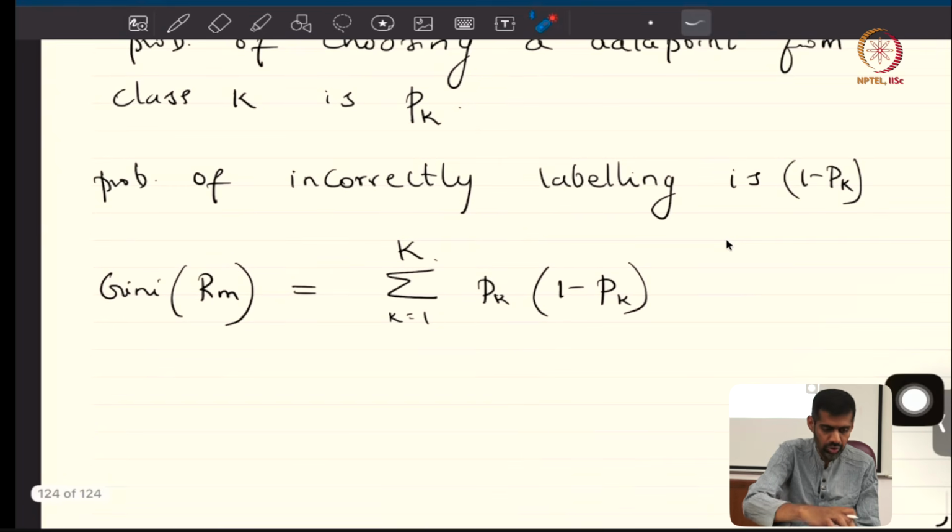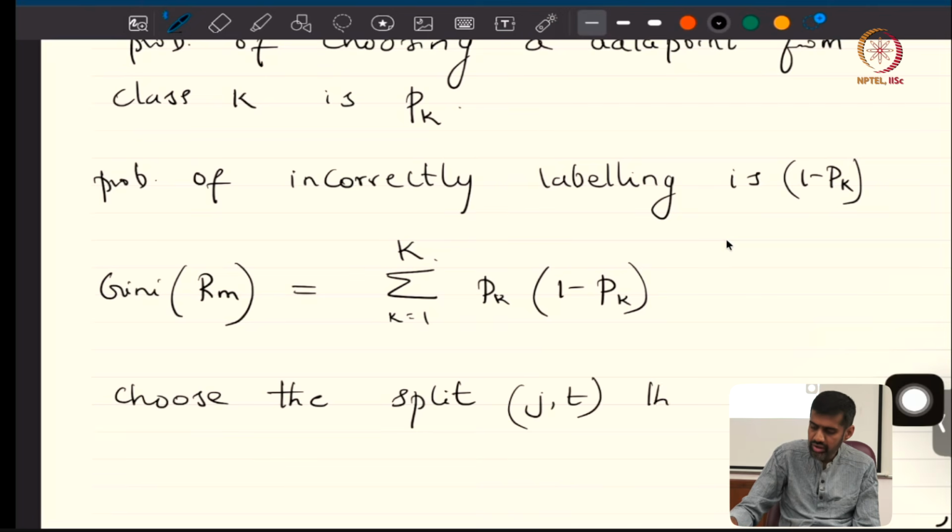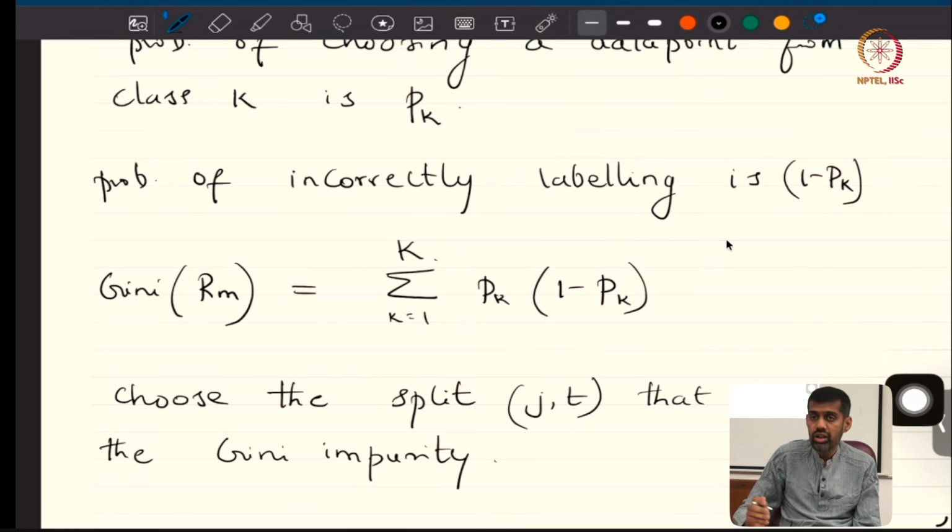Okay. So, now what should we do? We should choose the split j comma t that minimizes the Gini impurity. Now, if you use standard libraries such as scikit-learn, they use Gini impurity, because computationally it is much simpler.